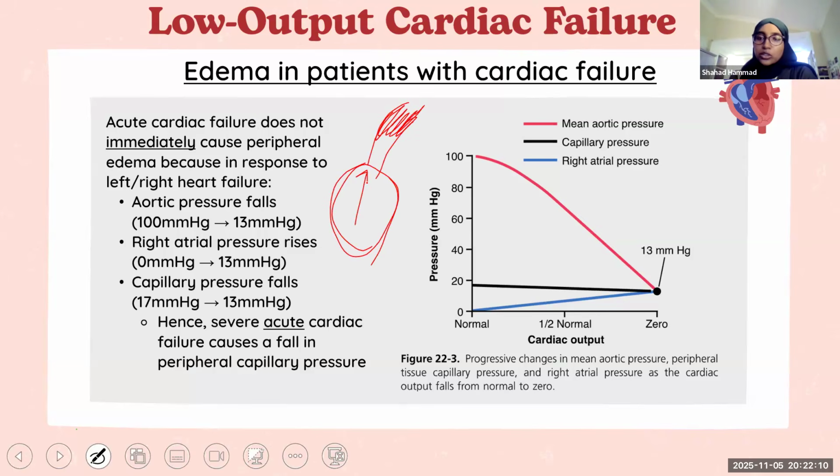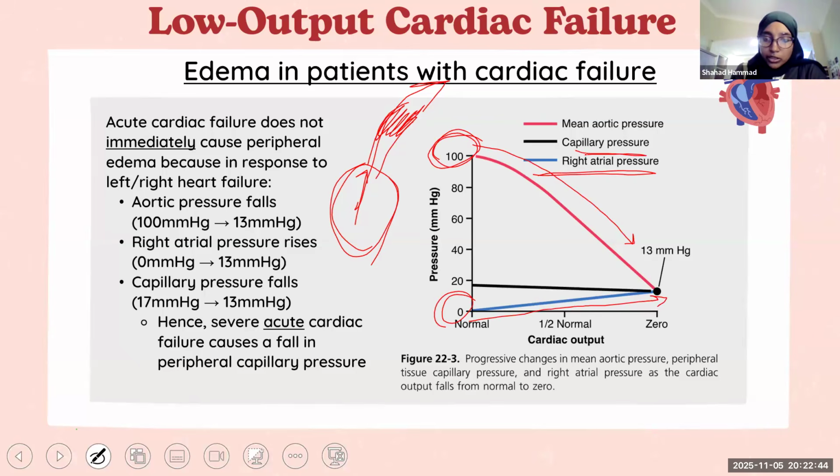So what does the aorta do? It decreases its pressure so that more blood can flow in a state where the heart is not contracting properly. So we start with a normal aortic pressure of 100 millimeters mercury, and as soon as heart failure starts, the aortic pressure will start to decrease so that the heart can allow the blood to move through the aorta. Another thing is that the right atrial pressure, like we saw in the previous graphs, starts from 0 and begins to increase and increase and increase.